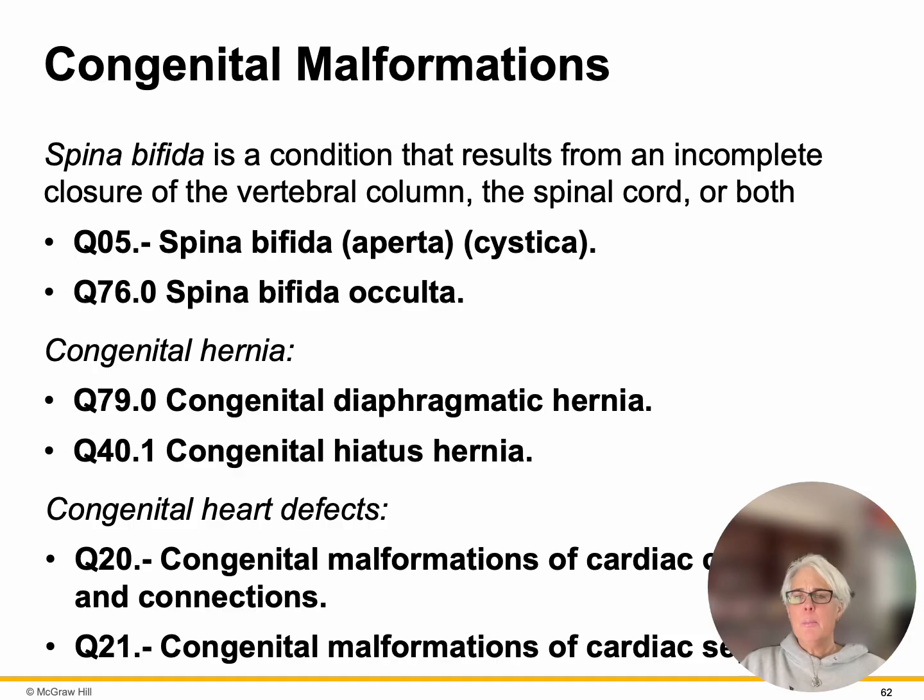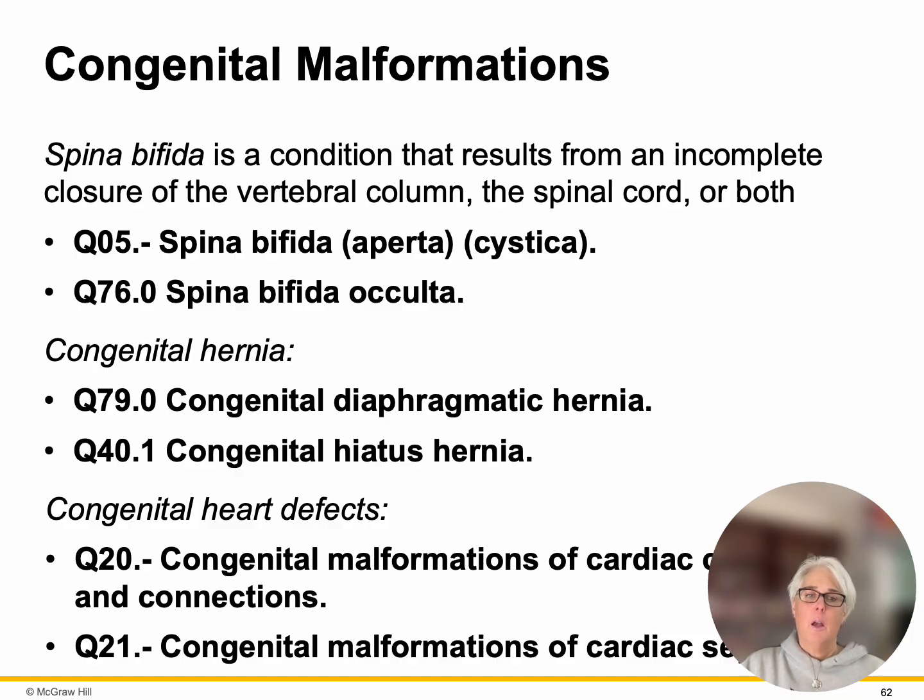I'm giving you a few major examples of congenital malformations here. So we have spina bifida, congenital diaphragmatic hernia, and congenital malformations of cardiac heart defects. These conditions often require long-term follow-up and intervention, so you're going to see them throughout the patient's life, not just in the newborn period.